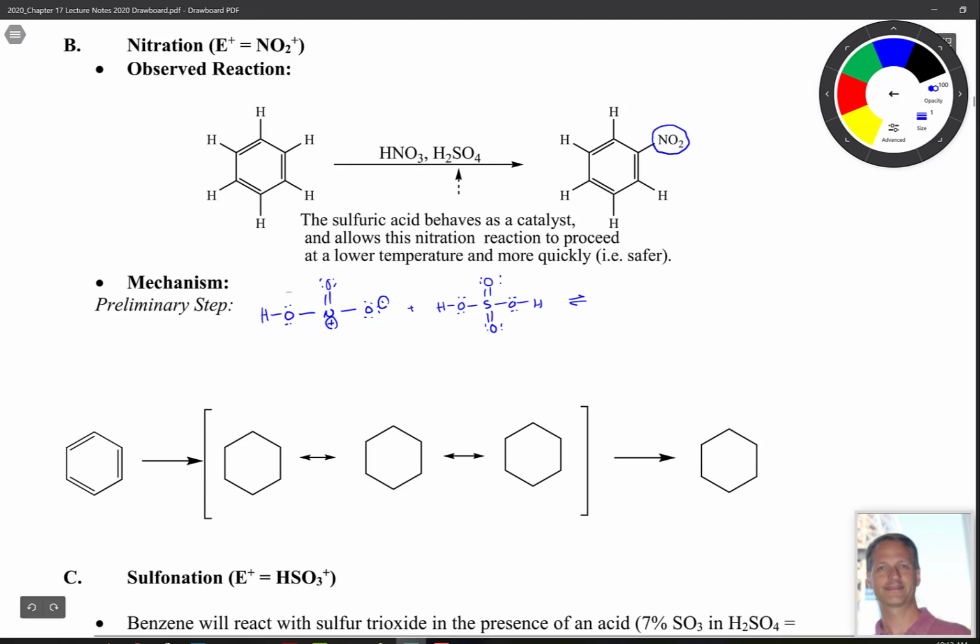So what's going to happen is this oxygen here is going to grab another hydrogen atom. So we're going to swing over here just like so and grab one of these H's from H2SO4. Now when we do that, we're going to form the following molecule. It's a protonated form of nitric acid, where we have essentially a water molecule hanging out down here at the end.